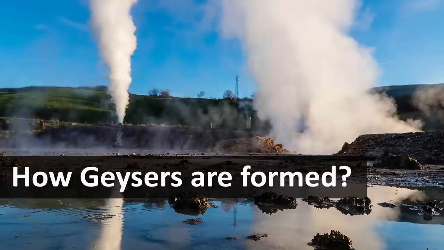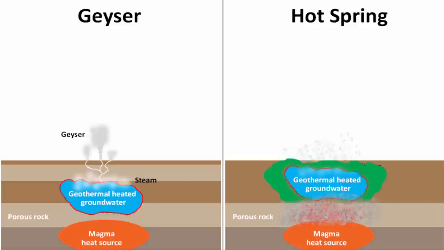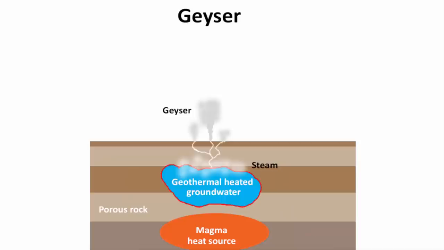In this video, we will learn how geysers are formed. Geysers are like hot springs, where hot underground water comes out of the ground. The only difference between a geyser and a hot spring is that a geyser looks like a fountain. The reason hot water gushes out like a fountain is because the water opening near the surface is narrow.